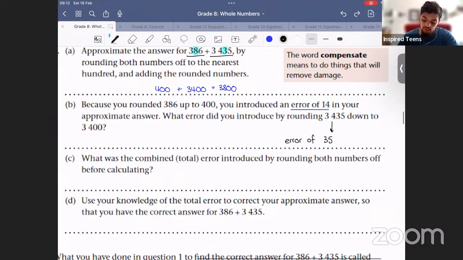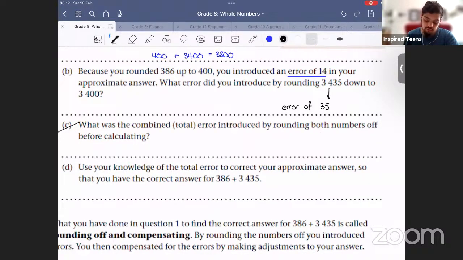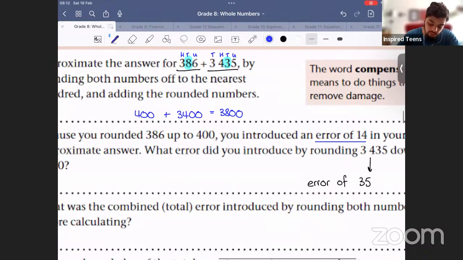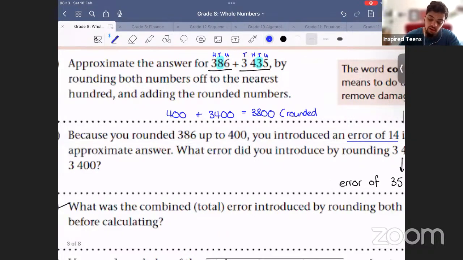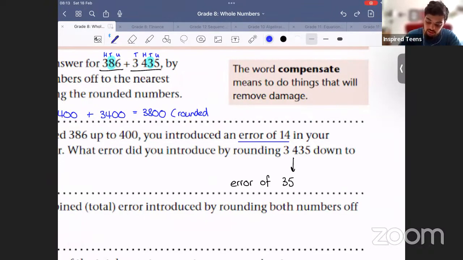What is the combined total error introduced by rounding off? We can just leave that out. Use your knowledge of total error to correct your approximate answer so that you have the correct answer. Basically, what we can do in this specific case is take our rounded off answer, because remember 400 was rounded off, 3,400 was rounded off as well. So when we added them, we got what we can call the rounded answer. It's not the exact answer, it was the approximate answer. So we know that the answer is definitely close to this answer.